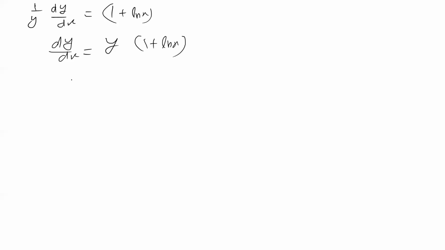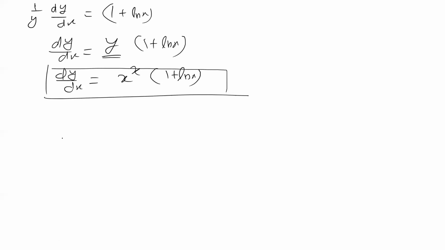(1/y) dy/dx equals 1 plus ln x. Then dy/dx equals, just multiply the left-hand side by the division, the right-hand side will be multiplied. Then dy/dx equals, what is the y value? x^x times (1 plus ln x), that is x^x. Okay, this way we can solve this type of question.